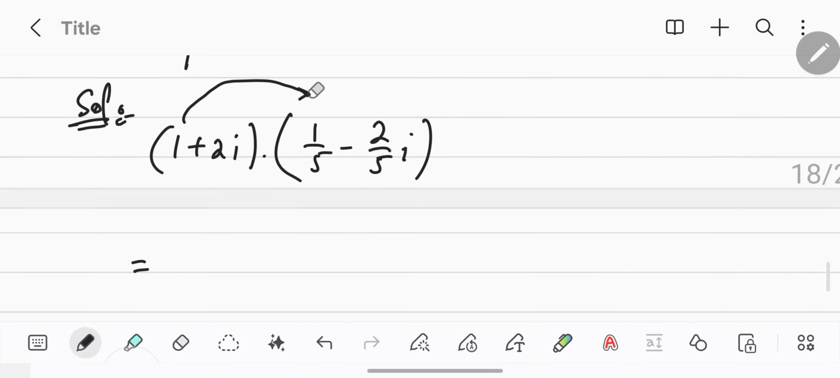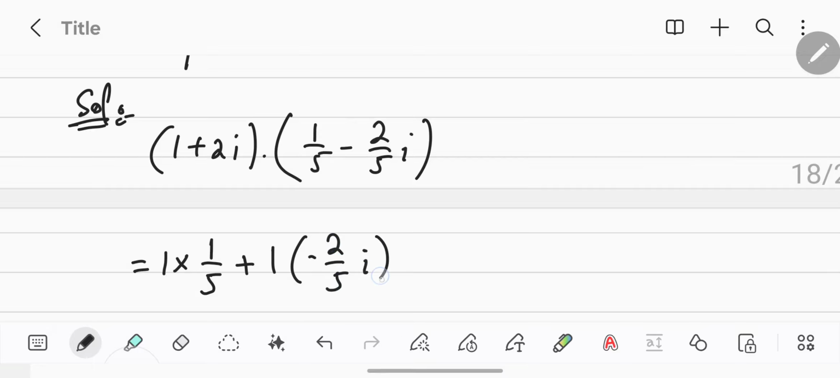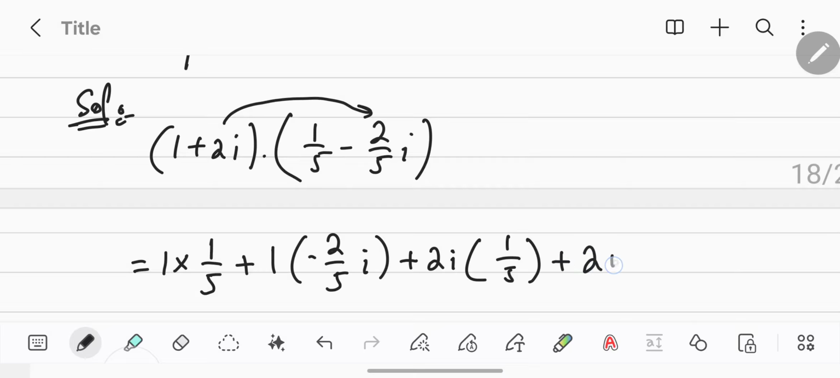Multiply 1 with 1 by 5. 1 times 1 by 5. Now multiply this 1 with minus 2 by 5. It will be 1 times minus 2 by 5 iota. Okay. Now multiply 2 iota with 1 by 5. 2 iota times 1 by 5. Now 2 iota times negative 2 by 5 iota.